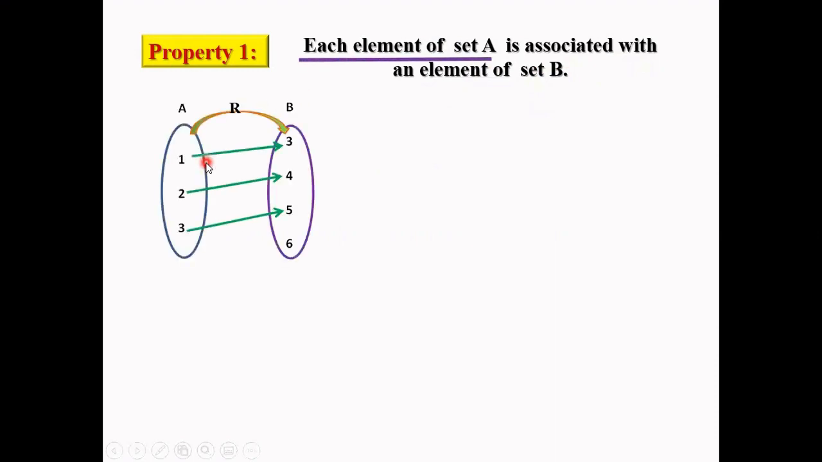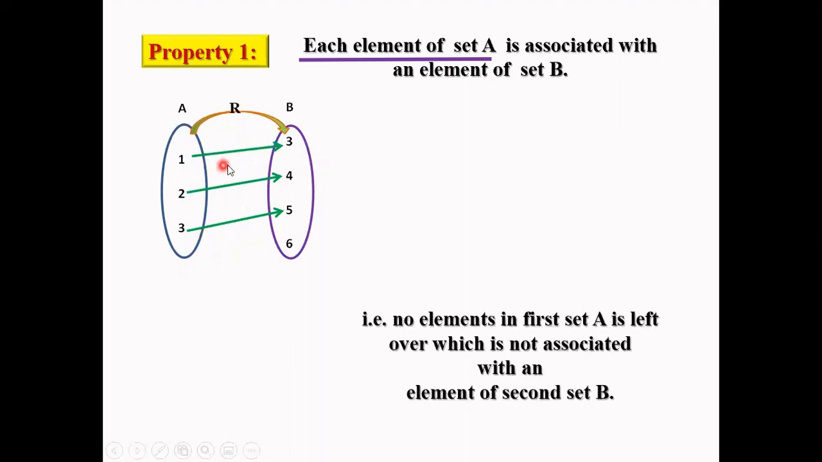First relation R in the arrow diagram here. Each element of set A, they are 1, 2, 3, they are associated with an element of set B. That is, 1 is associated to 3, 2 to 4, 3 to 5. So the first property is satisfied.